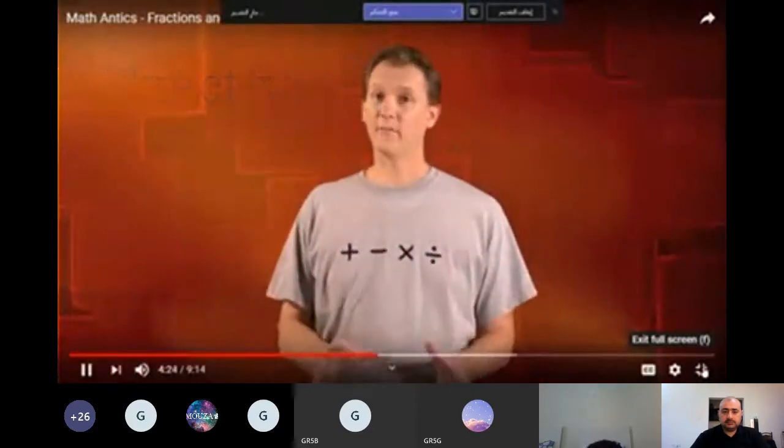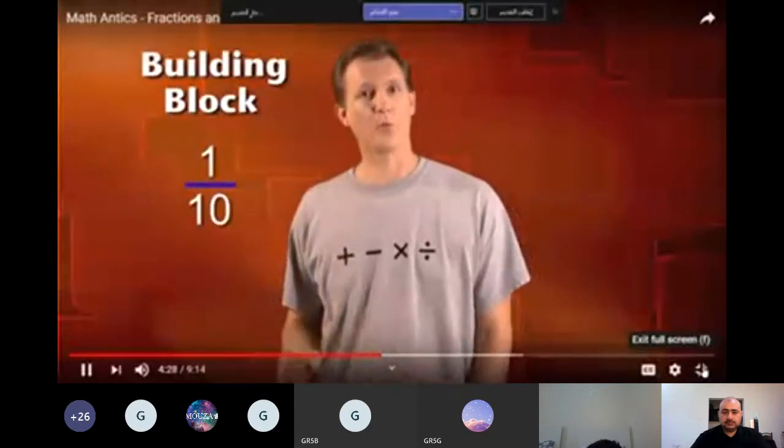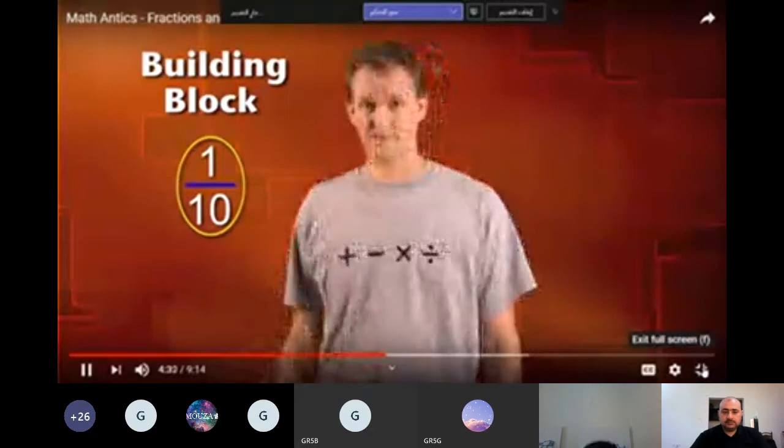Exactly. If we do that, the building block we get will be a fraction, and its value will be 1 part out of 10, or 1/10. And we can use that to write values that are smaller than 1.